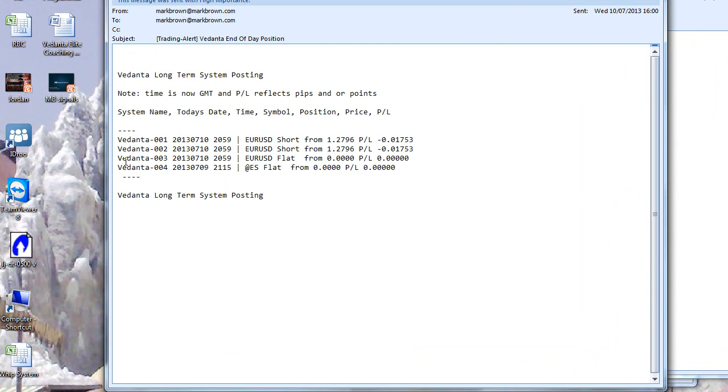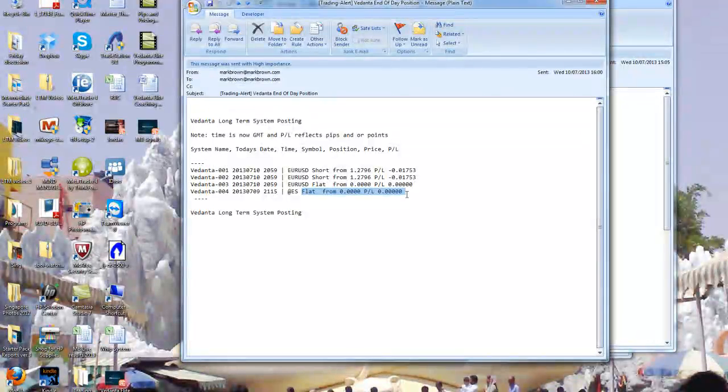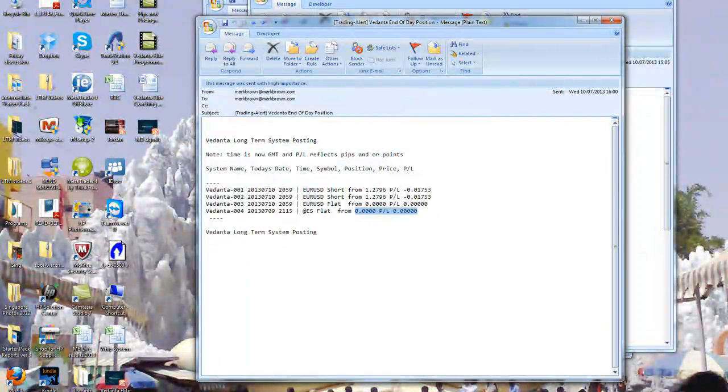So it's from 1, 2, 3, and the last one, Vedanta 4 system model, is actually S&P futures. Yeah, currently right now is flat. It was going long for a very long time, and it did make a profit, but now it's gone back to being flat. So if it does go long again, then you can take it as a long, or if it goes short, you can take a short as well. Okay, so that's the end of day positions.